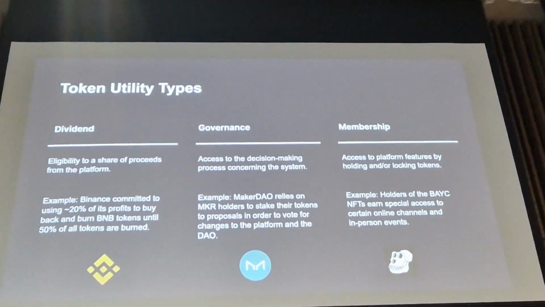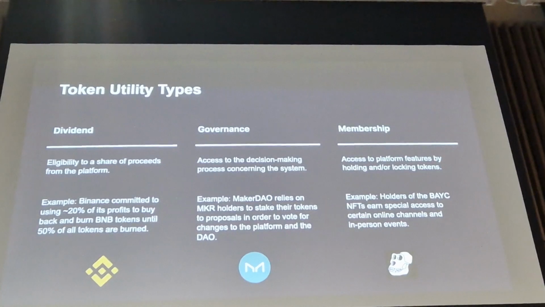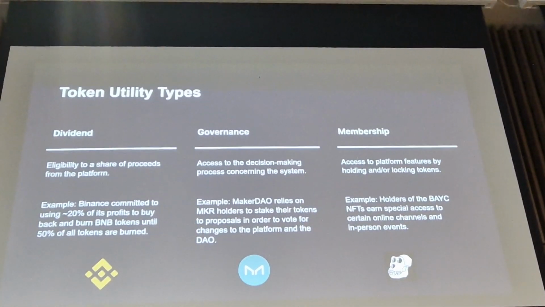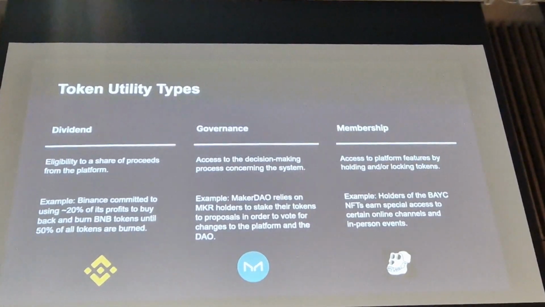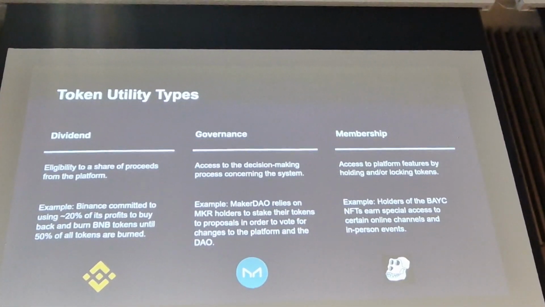Revenue sharing or fee generation sharing would also be applicable. So for instance, previously Binance committed to using 20% of its profits to buy back and burn the BNB token. So like I mentioned, this would be the closest to a kind of security or a securities token.